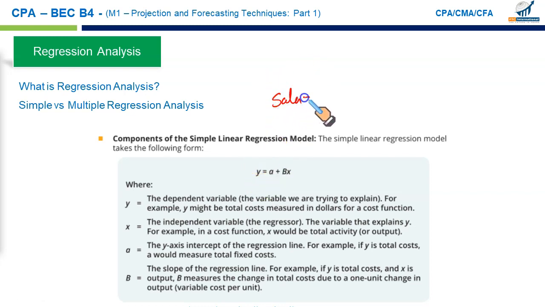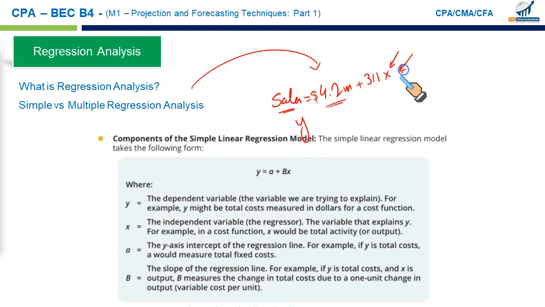Our sales is equal to a certain number, let's say 4.2 million plus 311 times x. Now listen, our sale is our dependent variable which we want to estimate, is equal to $4.2 million, which is our contractual sale, which will take place even if we spend nothing on advertisement. And for every $1 spent on advertisement, we generate $311 of sales revenue. So this is the simple linear regression equation where sale is estimated by plugging in the value for advertisement.